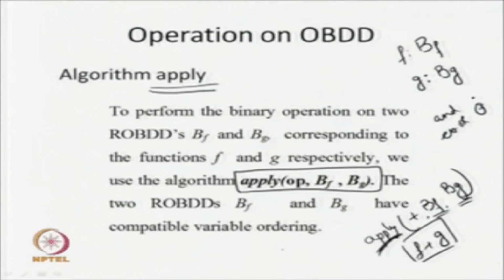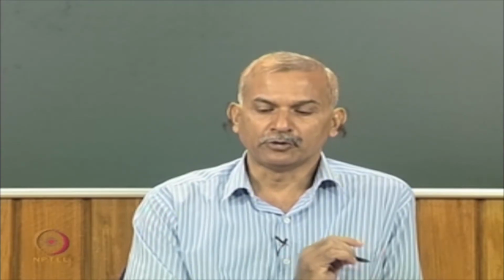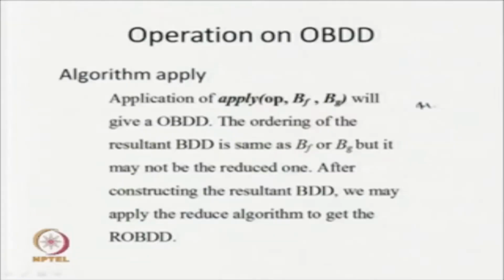Now, while I talk about f, g or BF, BG, these are the BDDs. So, these are ordered binary decision diagrams, and these two binary decision diagrams must have compatible variable ordering. What does it mean? In case of compatible variable ordering, both the BDDs must have the same variable ordering. That means, if one has variable ordering x1, x2, up to xn, both BF and BG should follow this same variable ordering.